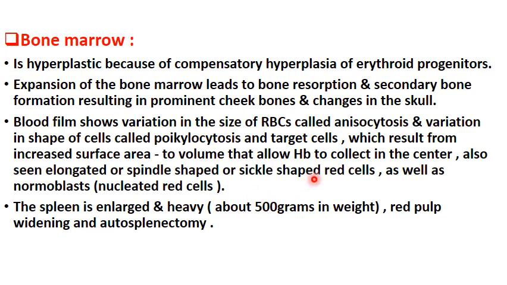Also, in the peripheral blood, we see sickle cells and spindle cells, which resemble a crescent. We will see the sickle cell in the next slide. And of course, because of the increased production of the bone marrow and hyperplasia, we will find nucleated red blood cells in the peripheral blood. The spleen is large, heavy, about 500 grams in weight, with red pulp widening, and sometimes there is autosplenectomy.